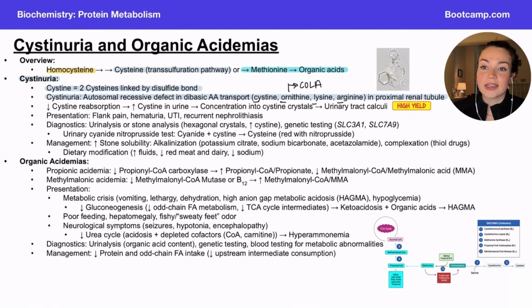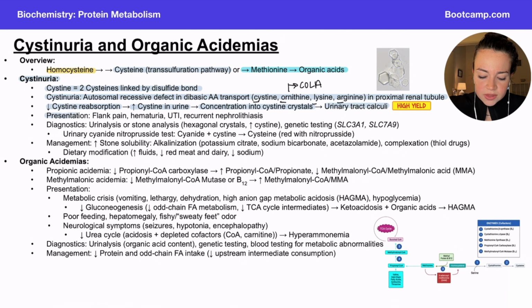And most importantly for the disorder cystinuria is going to be the defect in that cysteine reabsorption. If we're not reabsorbing that cysteine, that means it is going to end up in the urine. And so all that cysteine in the urine is going to collect together and concentrate into urinary tract calculi, or stones. And these stones are really the high-yield hallmark takeaway point for cystinuria.